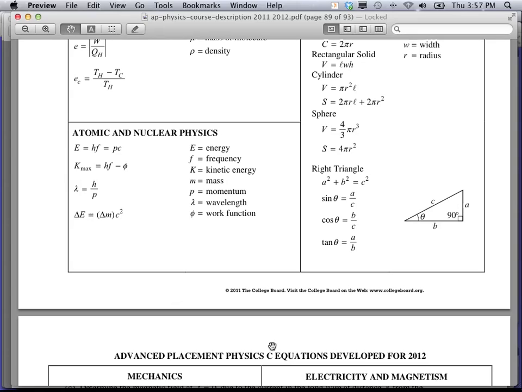Now, of course, we know this, right? Because what do you use that for? Yes, nuclear reactors, nuclear bombs.